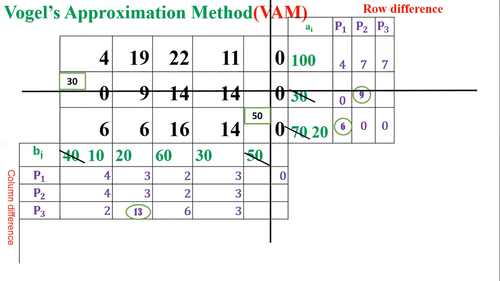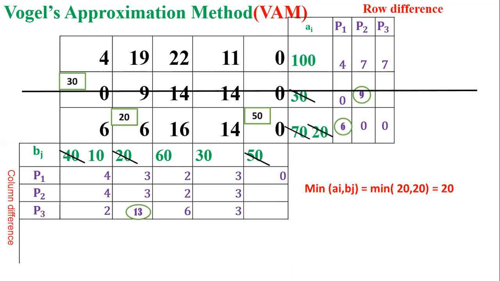You have to enter that column and choose the least element in that column. The least element is 6. Its corresponding Ai, Bj values are 20, comma, 20. So the minimum of Ai, Bj is 20, 20. So you have to allocate 20. 20 minus 20 is 0 balance and 20 minus 20 is 0 balance. Supply and demand are fully occupied.